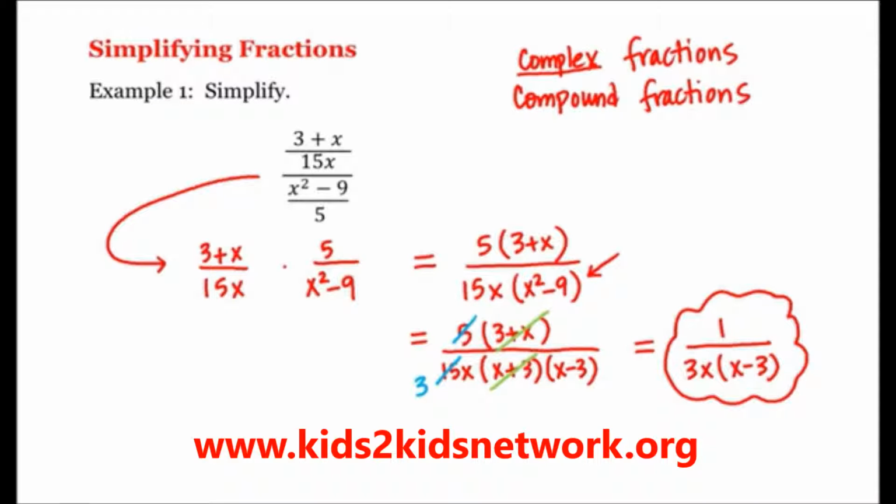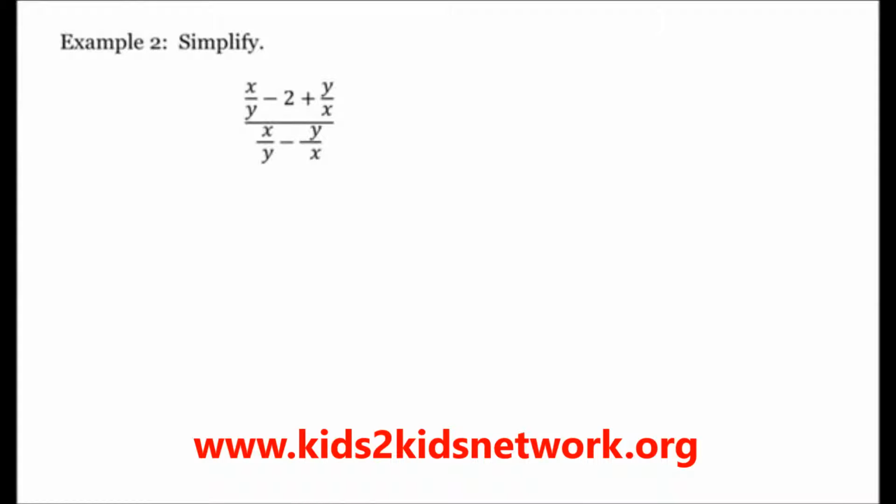All right, let's see another example. Let's simplify this fraction. Now, there are different approaches here. For example, we could work with the numerator separately and then work with the denominator separately. However, the method that students seem to like best when working with this type of fraction is to first eliminate these denominators here. And we can do that by multiplying both the numerator and denominator by the least common multiple of these denominators, which in this case is their product, x times y.